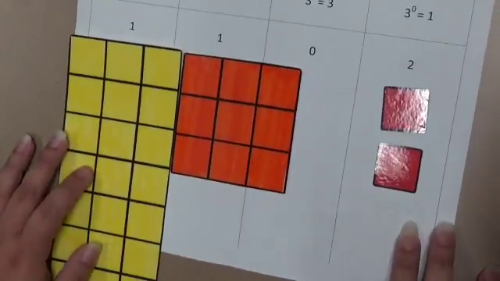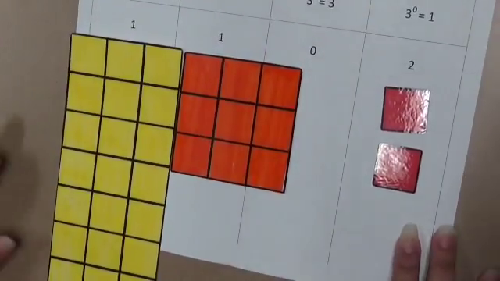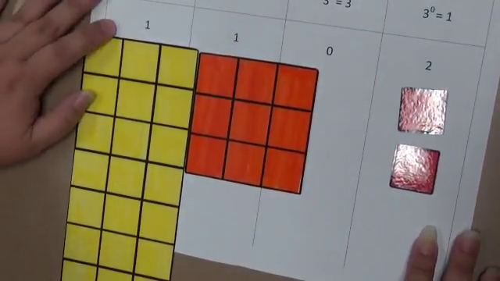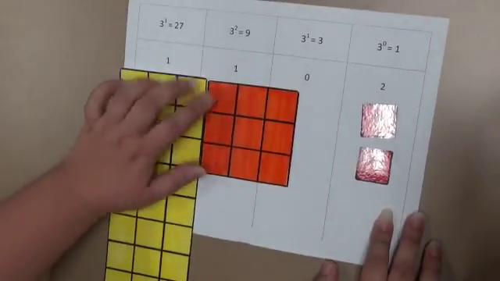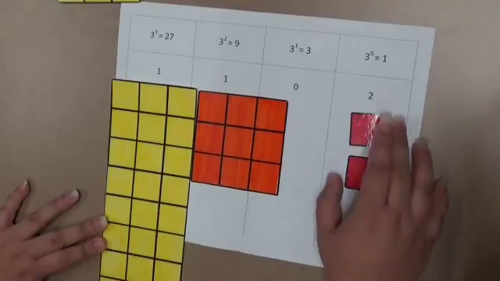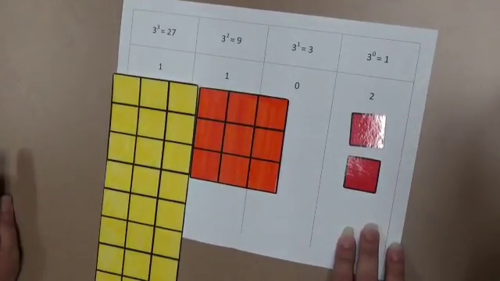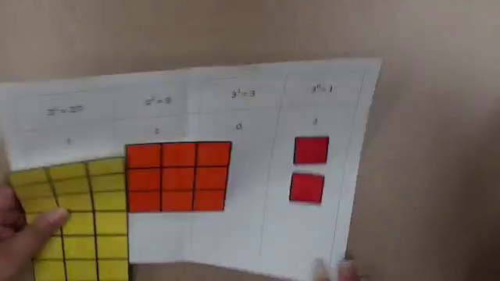In this last example, we will be representing this number in base 3 blocks. So we have one set of 27, we have one set of 9, we have 0 sets of 3, and we have 2 sets of 1. So in total we have 1 27, 1 9, and 2 1s.